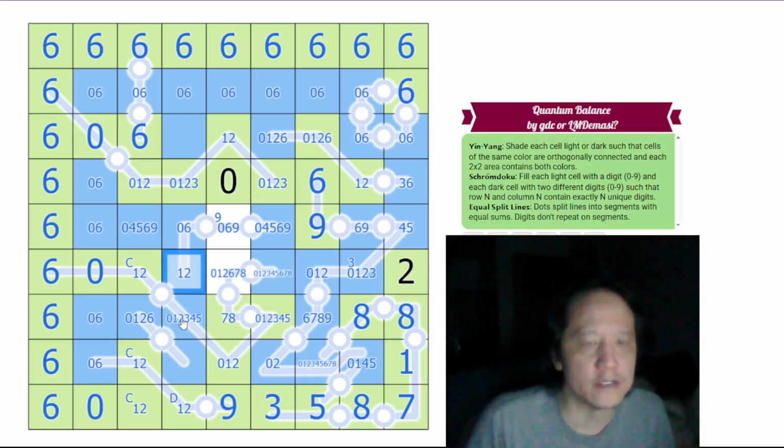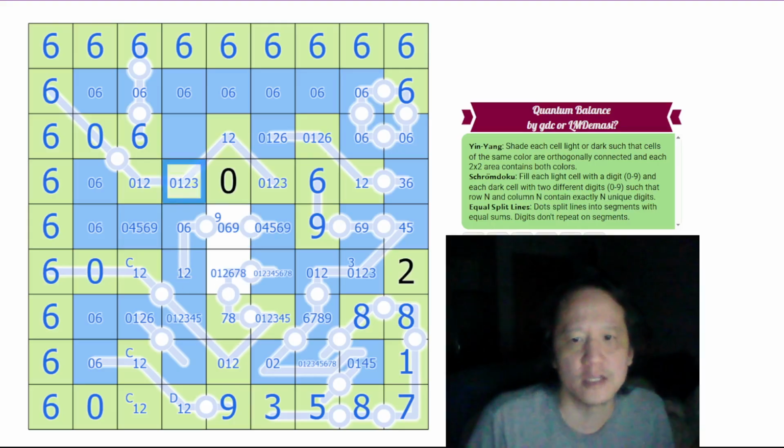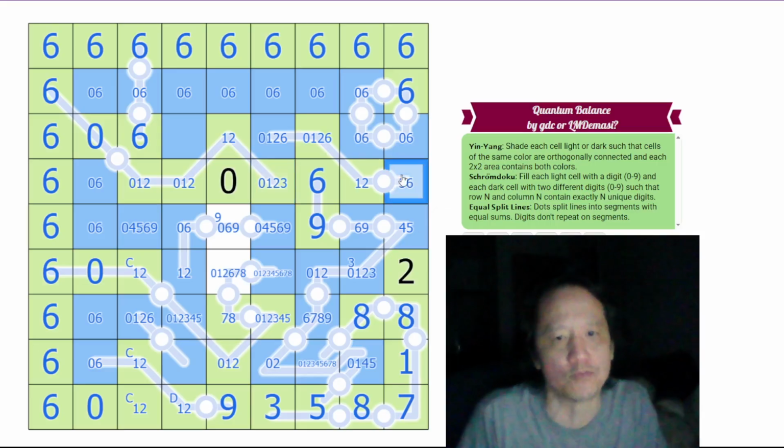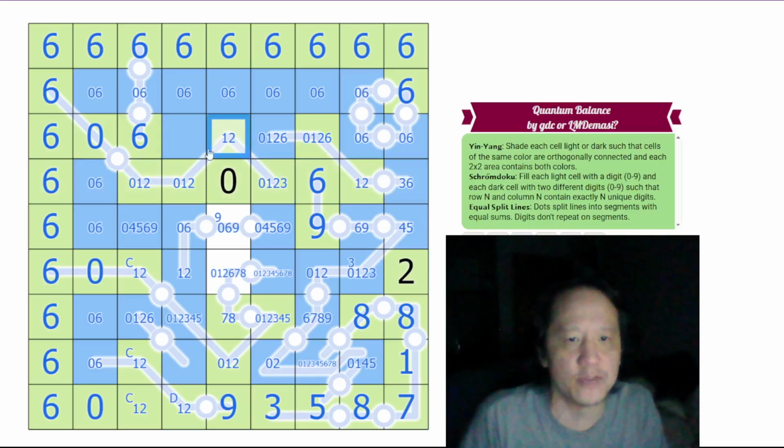So the point is that you can never have 3 here because 1, 3, and 6 adds up to 10, 2, 3, and 6 adds up to 11. And that can't sum to the same sum as this. So this can never be 3. We know where the 3 is then in row, on this equal sum line. So this is 3.